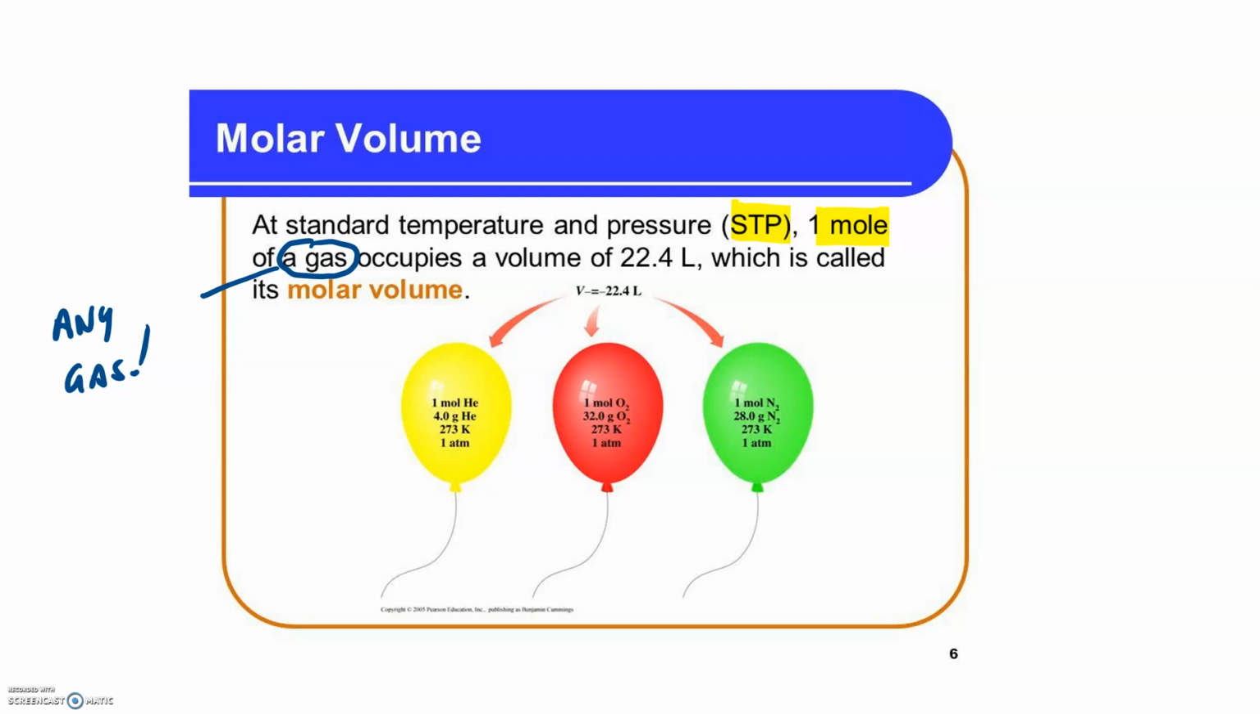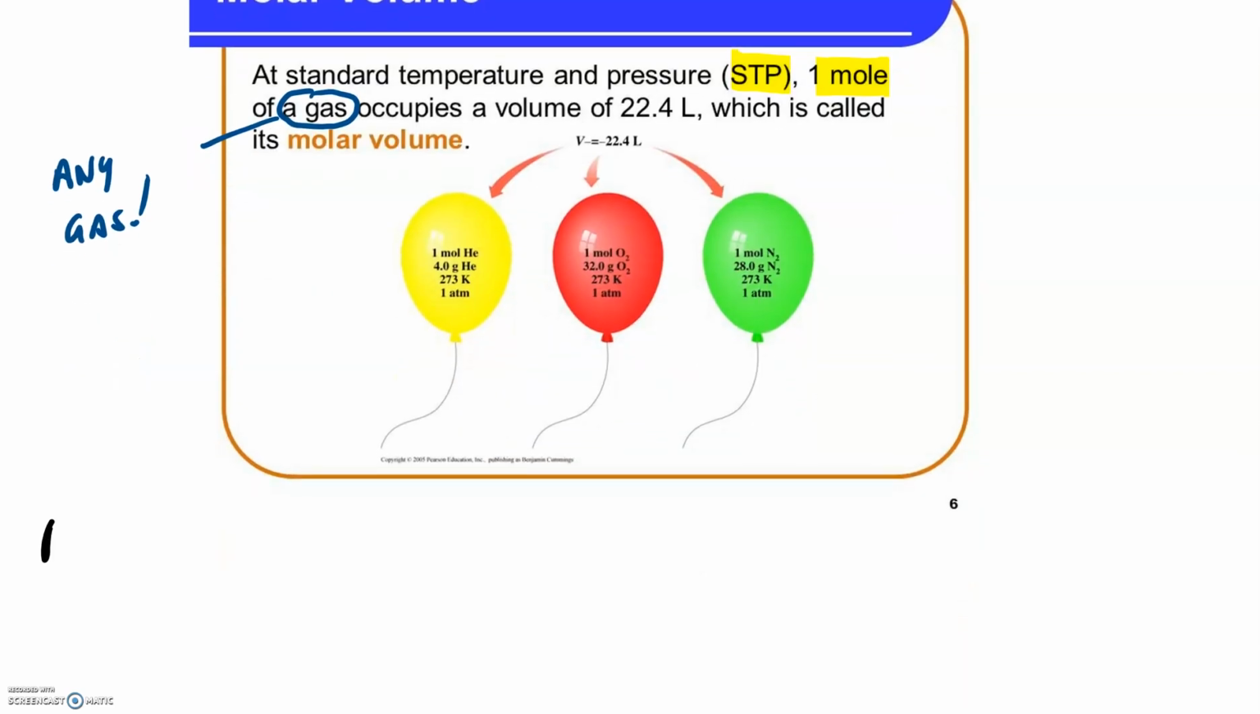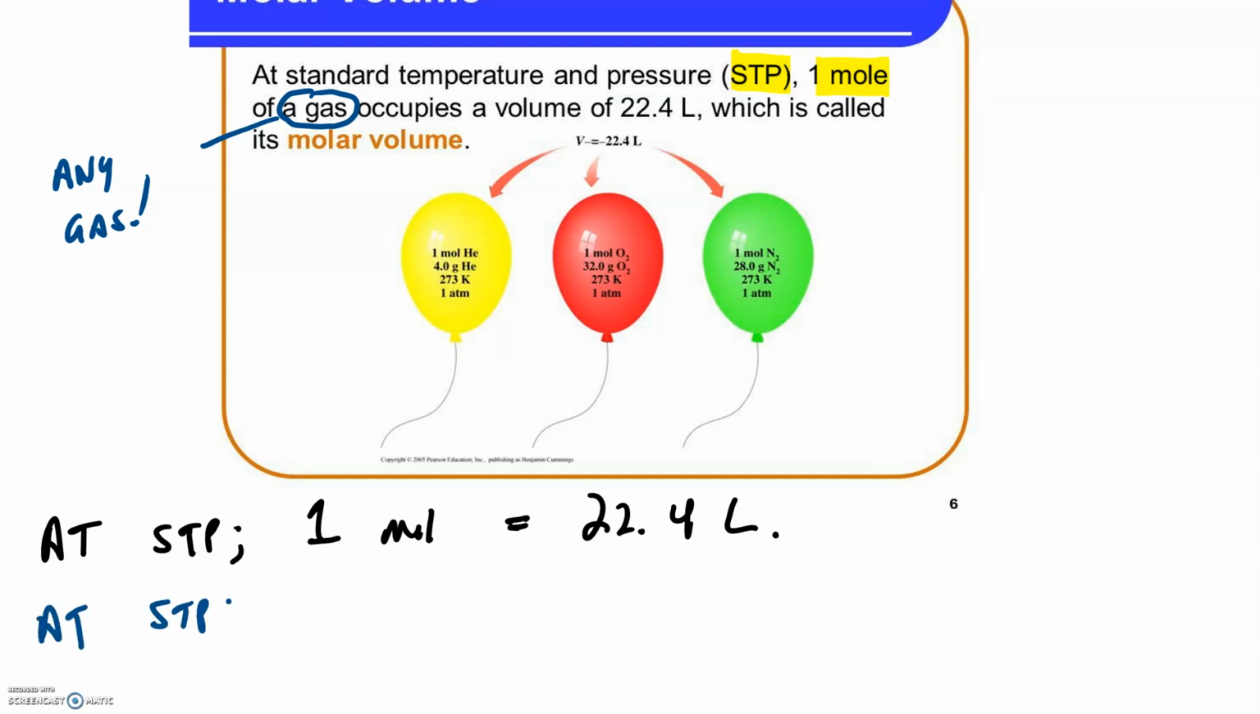Let's make sure we set that. At STP, 1 mole equals 22.4 liters, what we call molar volume. Let's make sure we get that solid. At STP, 1 mole of any gas equals 22.4 liters.